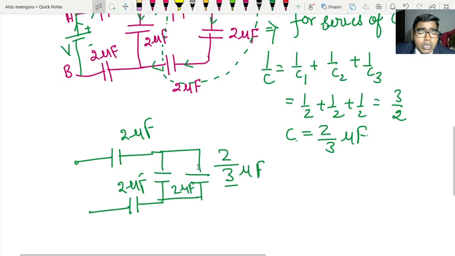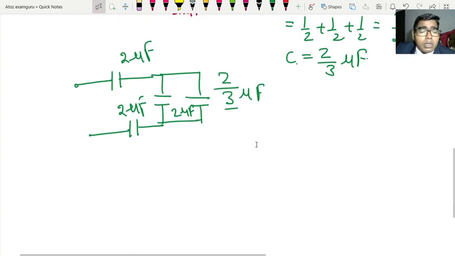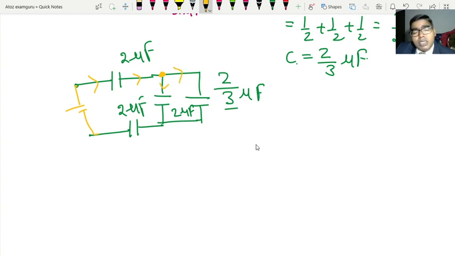Next, you have to recognize which particular elements are in series and which are in parallel. How will you recognize? Simply suppose that you have added a power source like this. Current will come at this point, then the current will divide here. It means simply that these two elements are in parallel.